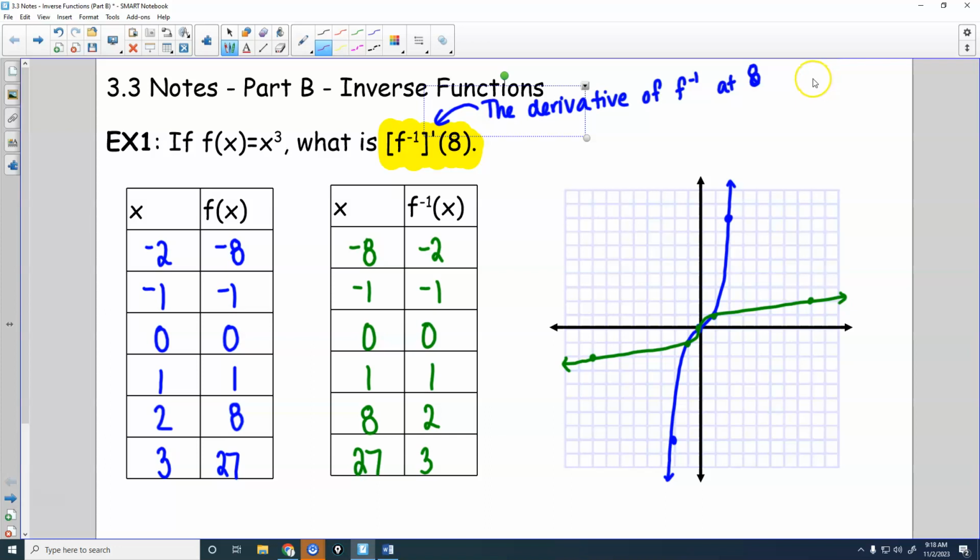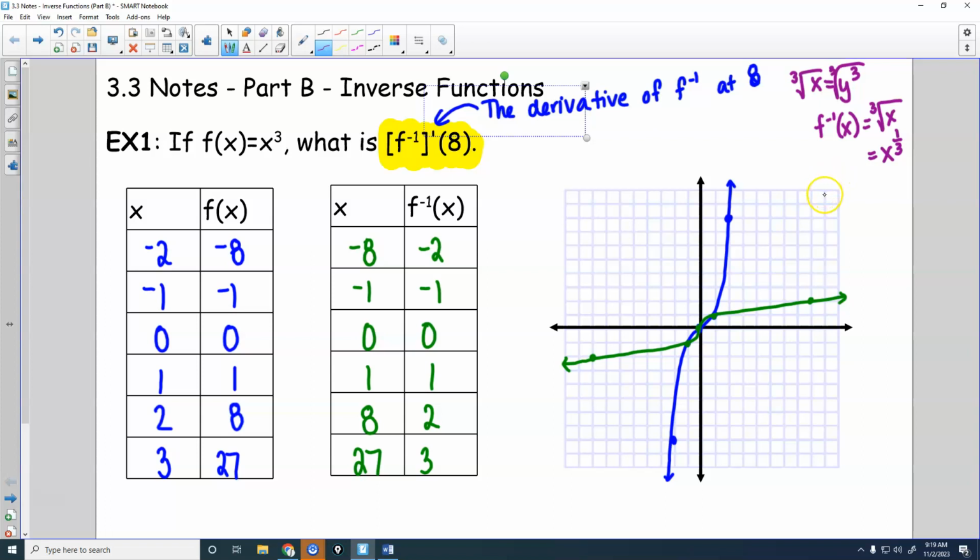right? So I'd have x equals y to the third. And what would I do to solve that for my new y? Cube root. And so f inverse of x is the cube root of x. And if I want to take the derivative of that, it will be easier to do if I write that as x to the 1/3.